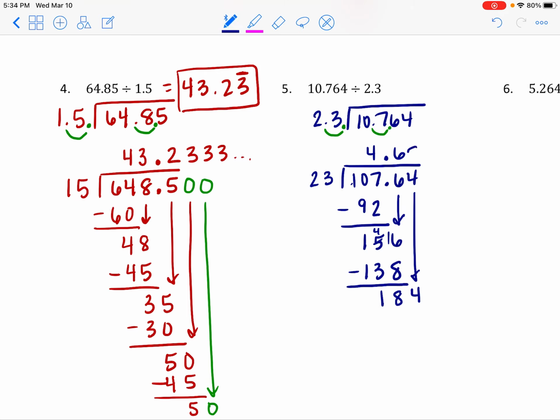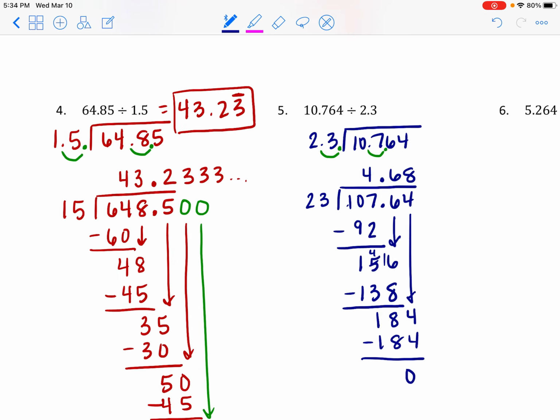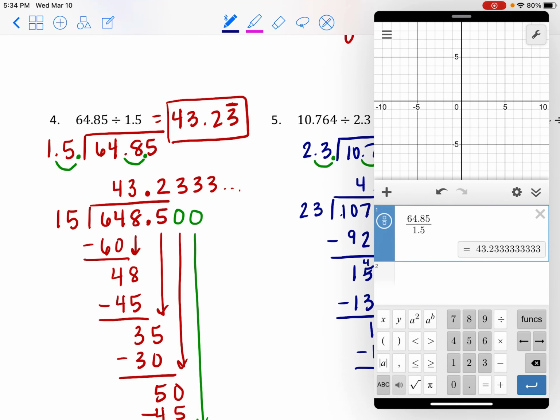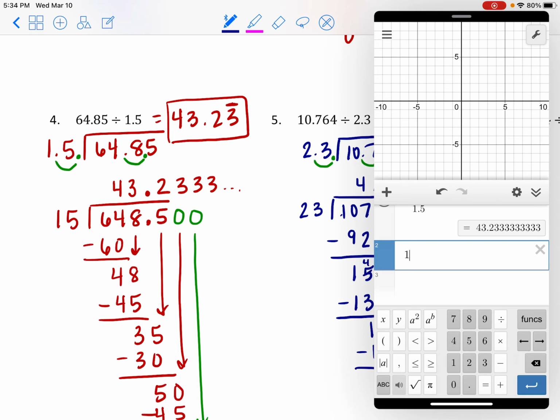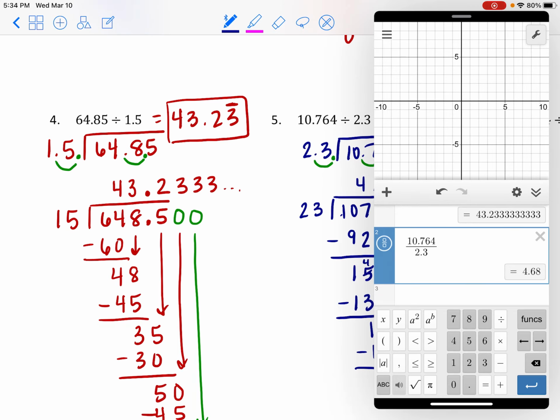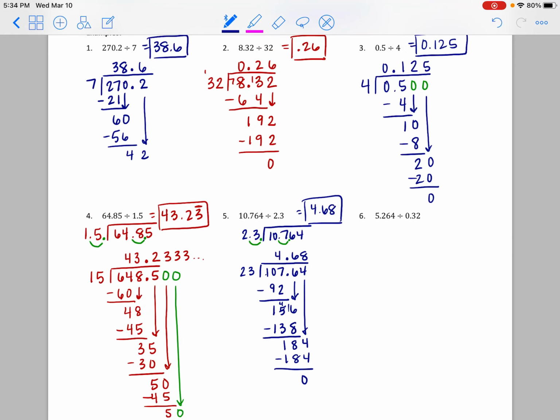And 8 times 23 is going to be exactly 184. So no remainder, which is good. That means our exact answer here is going to be 4.68. And again, we have technology, so let's use the technology to make sure we're doing this correctly. 10.764 divided by 2.3 is 4.68. Okay?